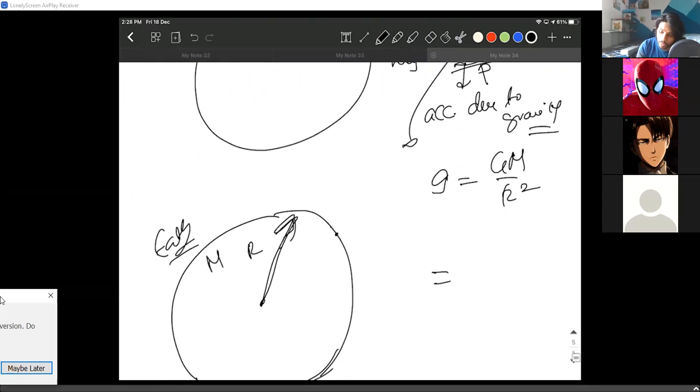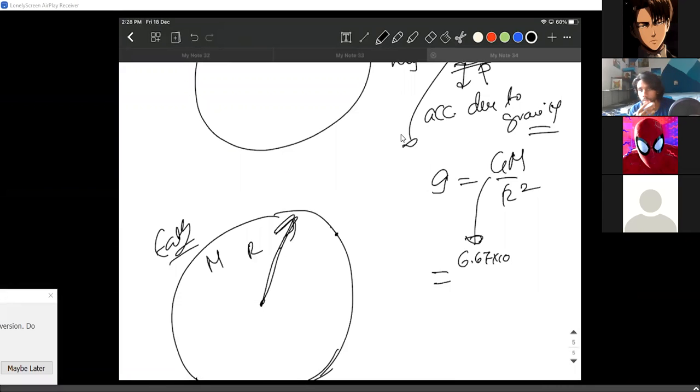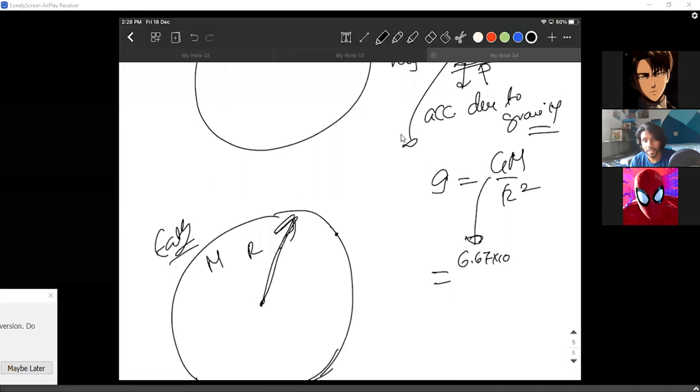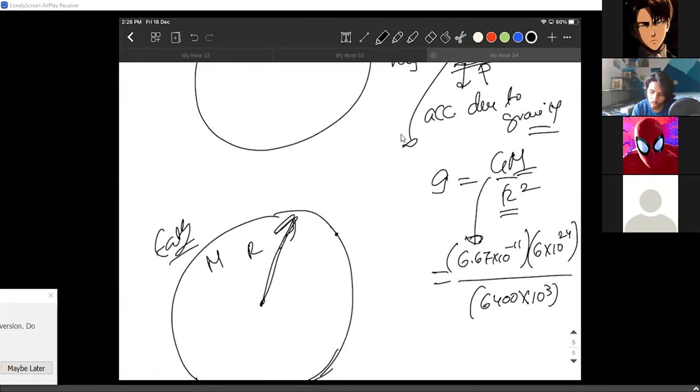So all you need to do is put the value of capital G. It is better if you remember the value of capital G. Okay, I don't remember it. Anybody remember that? 6.67 into 10 to the power of... 11 or minus 11? Minus 11, sir. Minus 11 into Earth's mass, 6 into 10 to the power of 24, by Earth's radius, 6400 into 10 to the power of 3, whole square.